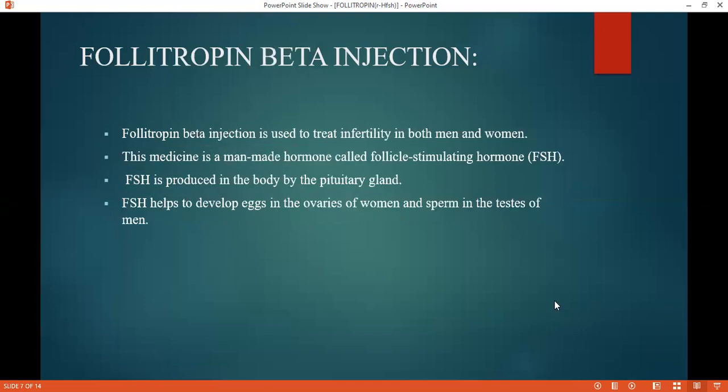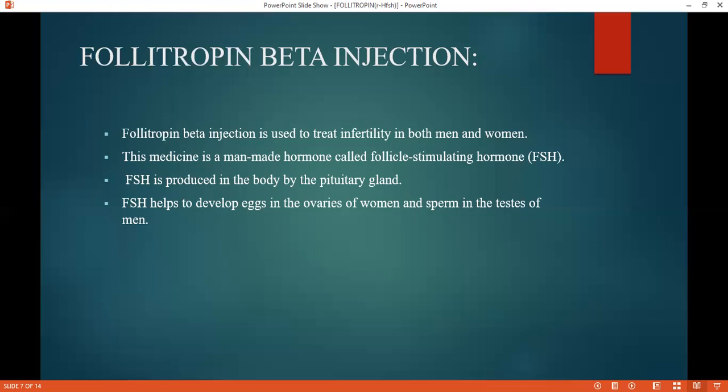And polytropin beta injections. Polytropin beta injection is used to treat infertility in both men and women. Polytropin beta helps women develop eggs who have not been able to become pregnant because of problems with ovulation. Some women will use this medicine while enrolled in a fertility program called Assisted Reproductive Technology (ART). ART uses procedures such as in vitro fertilization, IVF, and embryo transfer. Polytropin beta is used together with human chorionic gonadotropin, HCG, in these procedures.